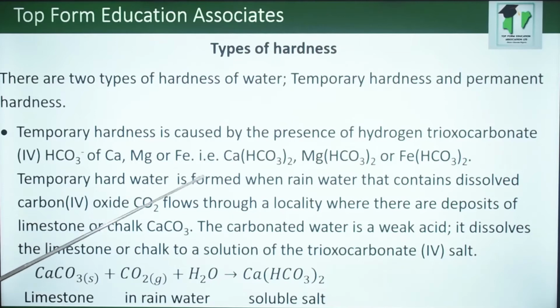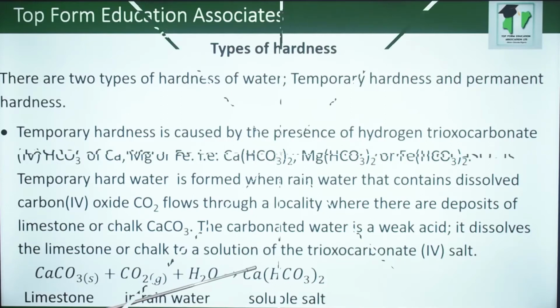Temporary hard water is formed when rainwater that contains dissolved carbon dioxide flows through a locality where there are deposits of limestone or chalk. The carbonated water is a weak acid. It dissolves the limestone or chalk to a solution of the trioxocarbonate IV salt. You can see here limestone plus CO2 and H2O in rainwater to give us the soluble salt that is present in temporary hard water.